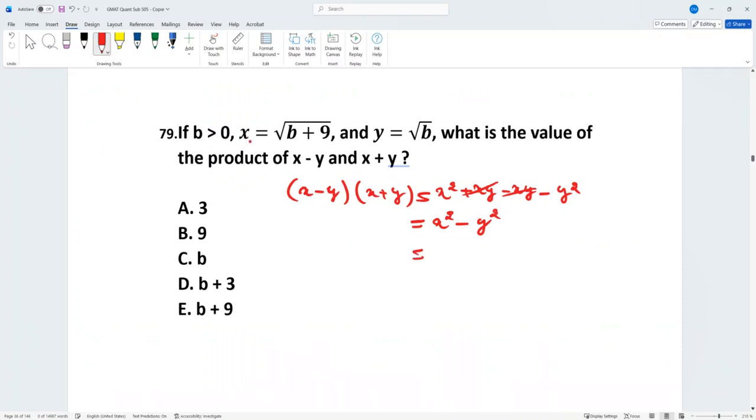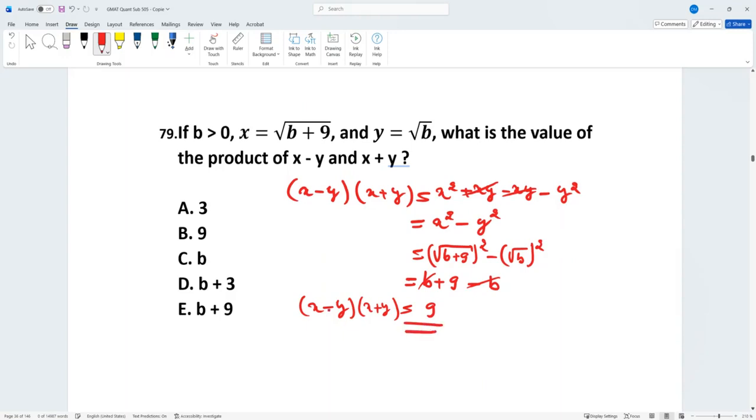But we have the values of x and y. So this is going to be square root of b plus 9 squared minus square root of b squared. And this will be equal to b plus 9 minus b. So these two are going to cancel. So normally x minus y, times x plus y is going to be equal to 9. And then answer B is our answer choice, solution to the question.